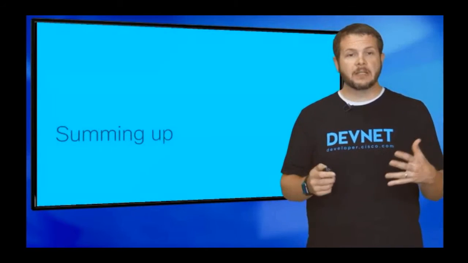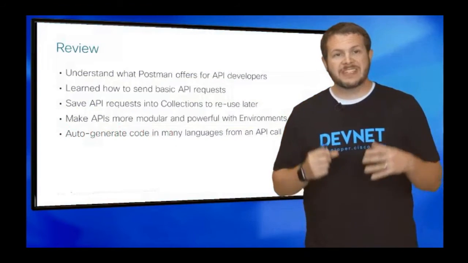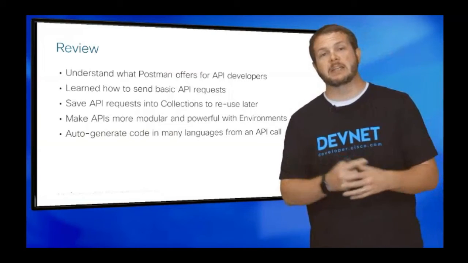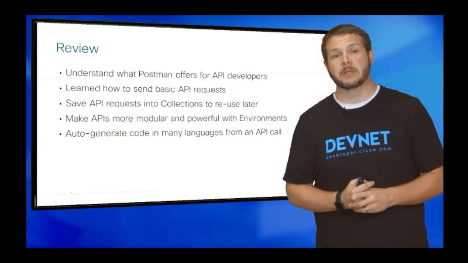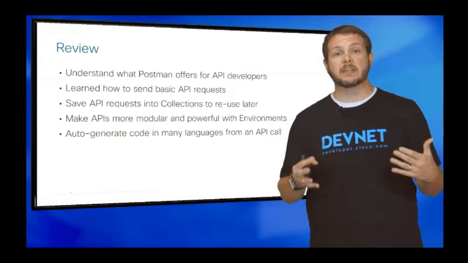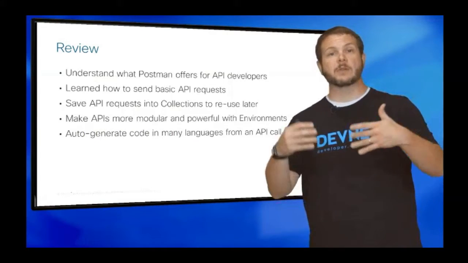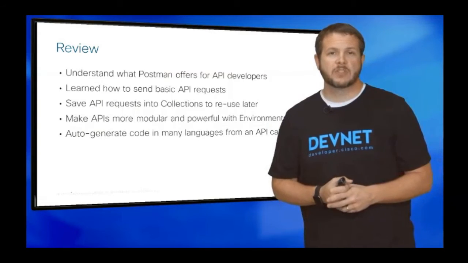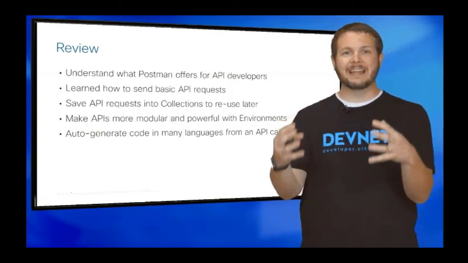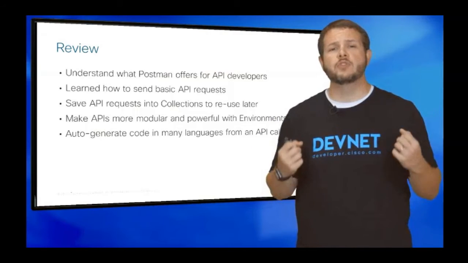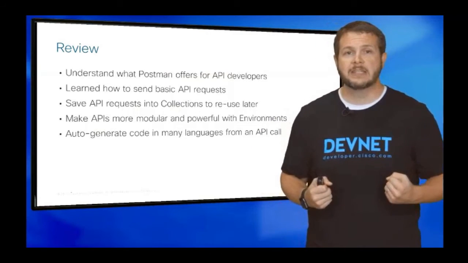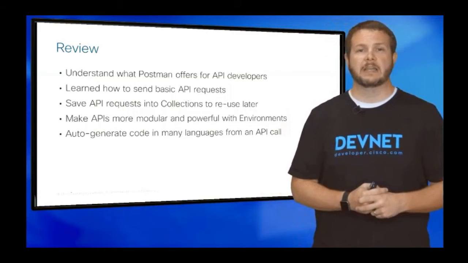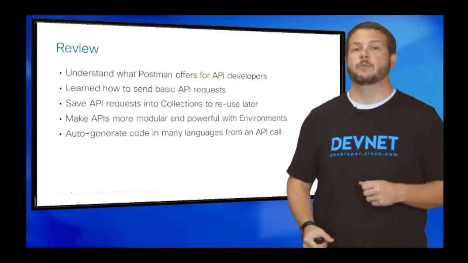Now, in summary, let's take a look at what we've seen. We've seen how Postman offers us a great use case and a great tool for API developers, taking advantage of learning how different APIs work. We looked at sending basic requests, both GET requests as well as POST requests, to use the different methods available to REST APIs. We saw how we can save all of our APIs into collections and then leverage environments to make them super modular and powerful. And then lastly, how we can take those APIs from Postman and turn them into code across many different languages to jumpstart ourselves into the actual programmability area.